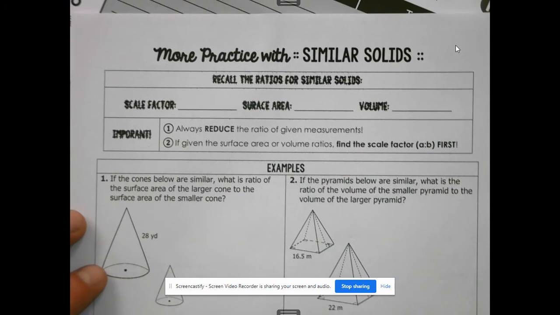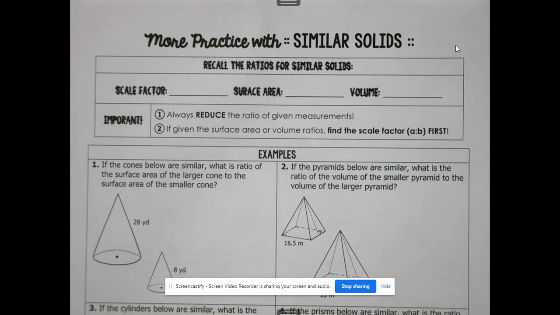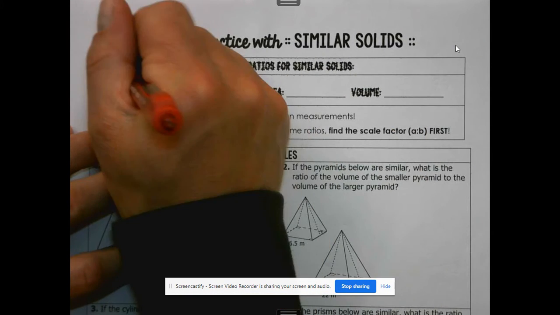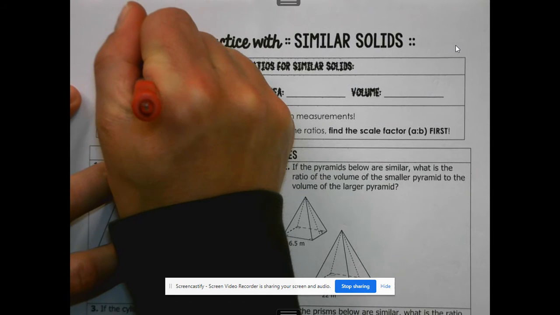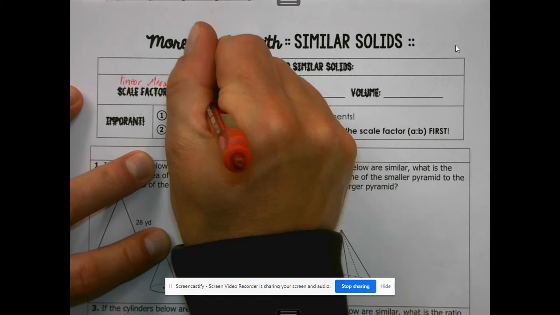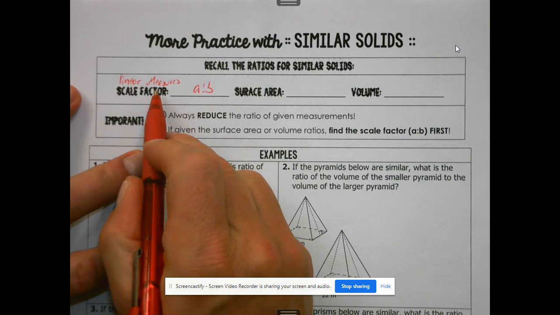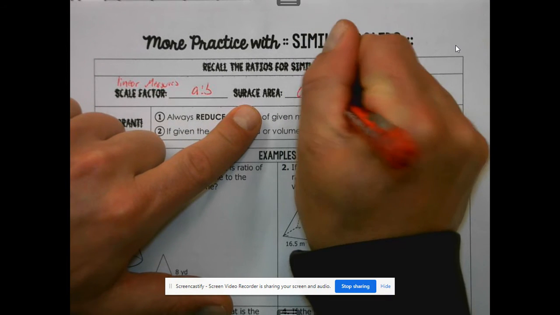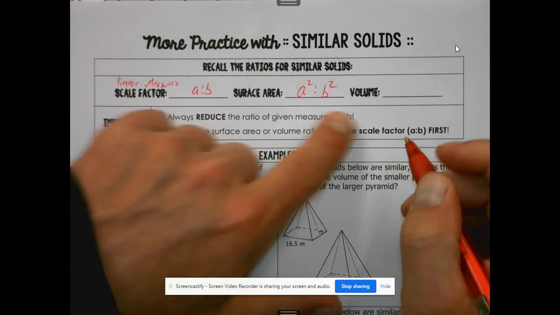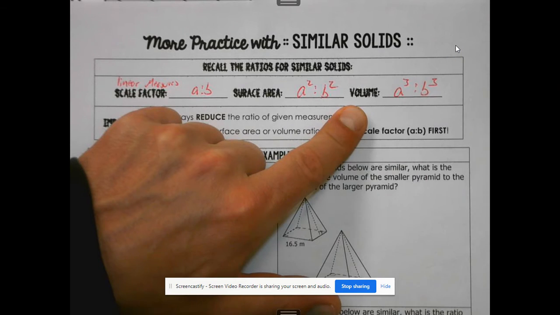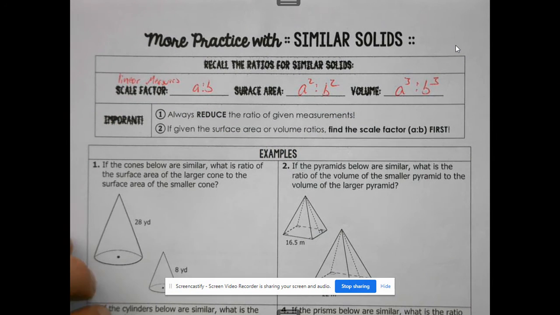All right, so quiz questions continued. It says, recall the ratios for similar solids or scale factor. These are your linear measures. I would write this down. That's what we just called A to B. That's like height, width, slant height, perimeter, radius, circumference, diameter, and so on. Surface area, we square the ratio. Volume, we cube the ratio.